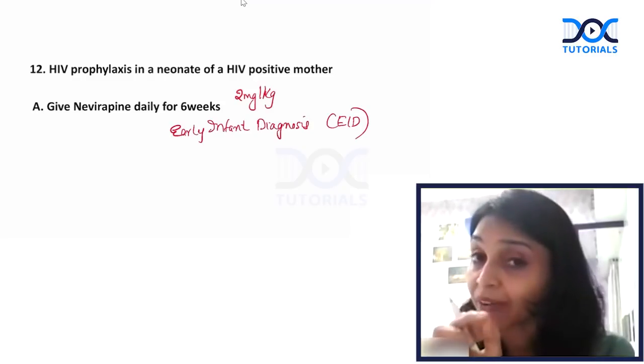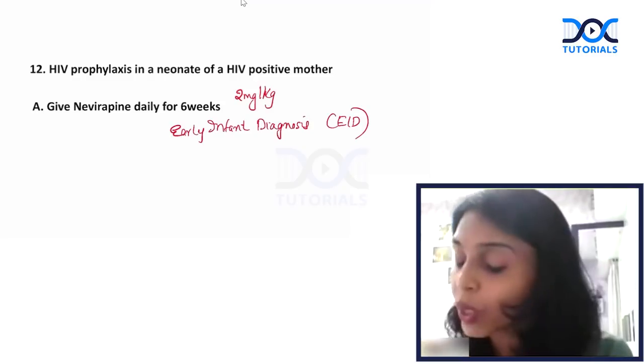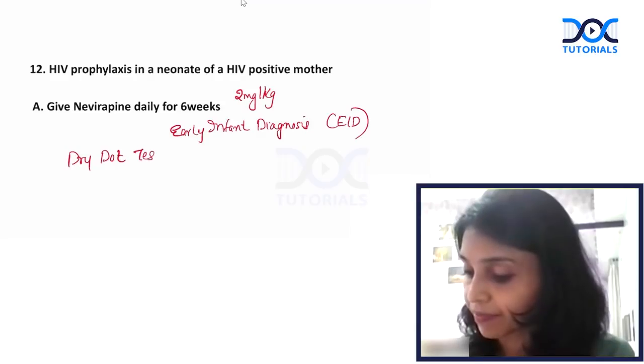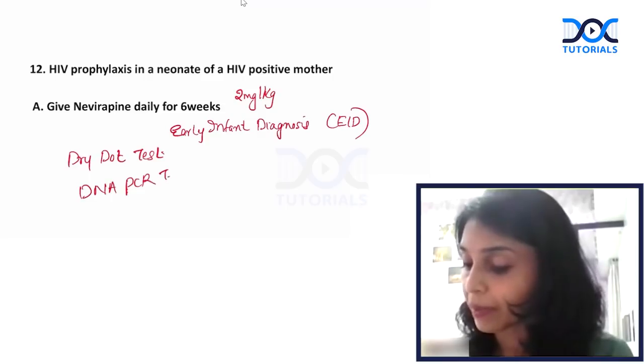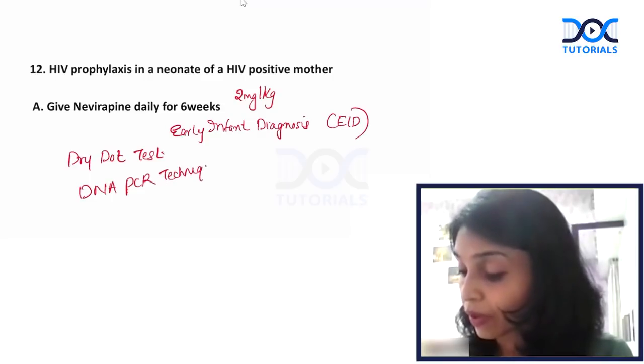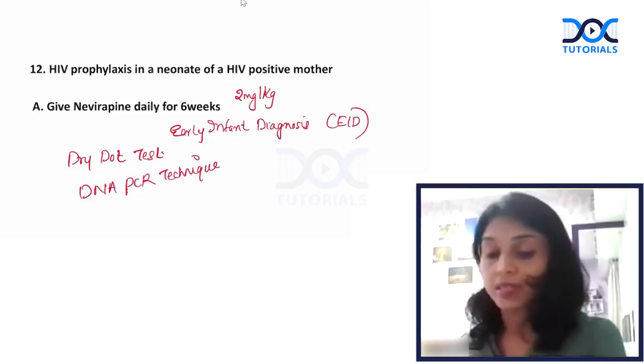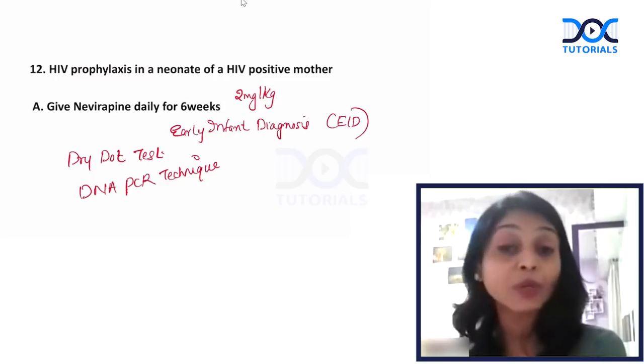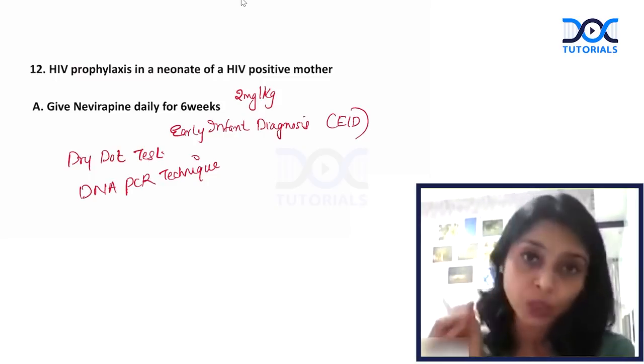And which is that early infant diagnostic test? That is the next MCQ. It is the dry dot test, which is a DNA PCR technique. Read this as P. Okay. I'm not good at using these gadgets. It's a DNA PCR technique which can diagnose babies as early as 6 weeks.